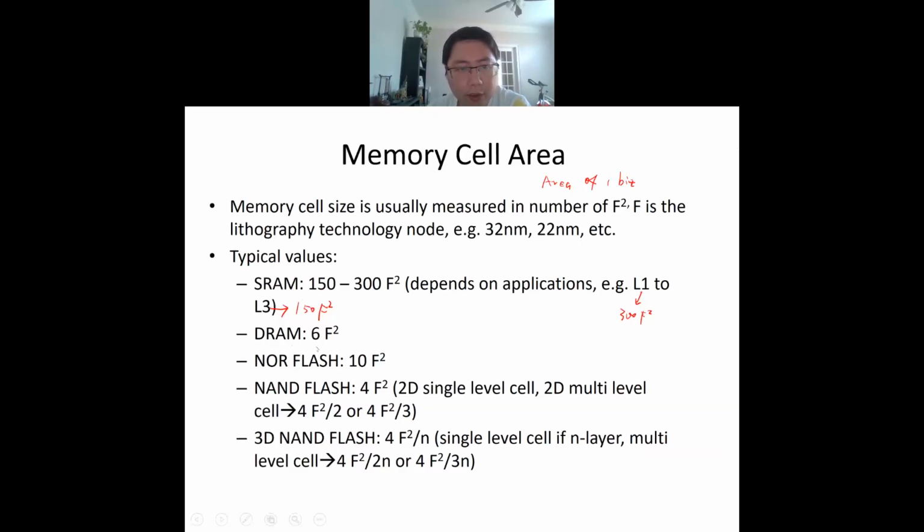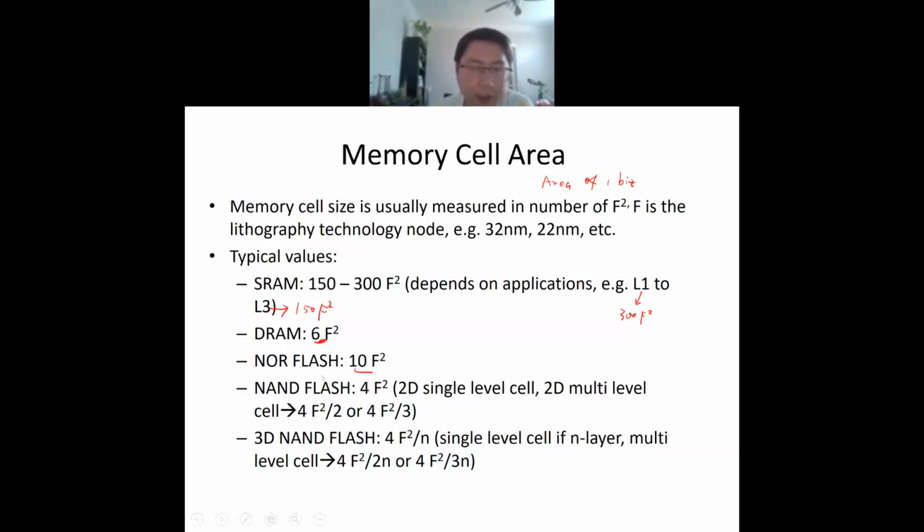And DRAM is smaller, as we discussed earlier. It's 1 transistor, 1 capacitor. And the industry really pushes the DRAM layout to be very compact. And you can get 6 f squared to store 1 bit. So relatively, it's more compact than the SRAM. And then flash. So depending on what kind of flash, to answer your question, what kind of flash? If it's NOR flash, it's 10 f squared per bit.